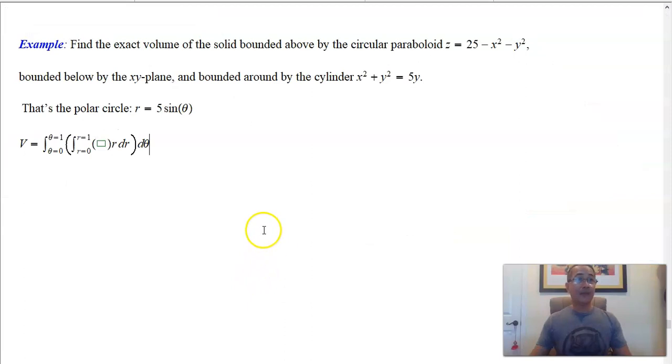Okay, ready to set up. So what did we say? Theta is going from 0 to pi. And then our r, starting at the pole, goes from 0 to this circle, r equals 5 sine theta. It's the same function as before. So we have the integral of 25 minus r squared, r dr d theta.